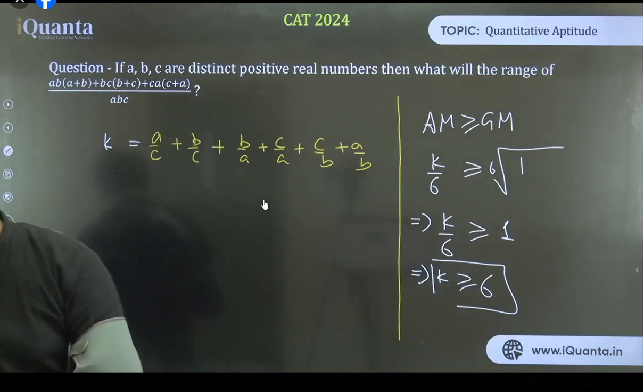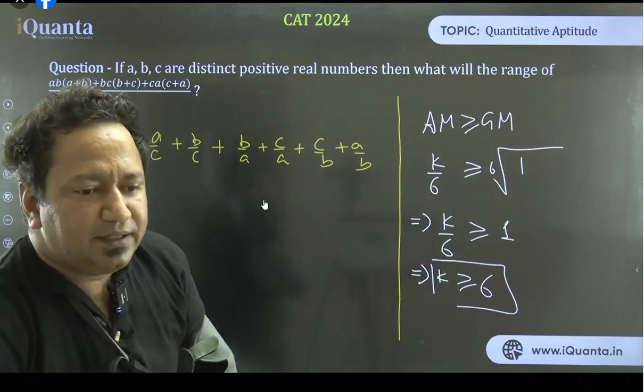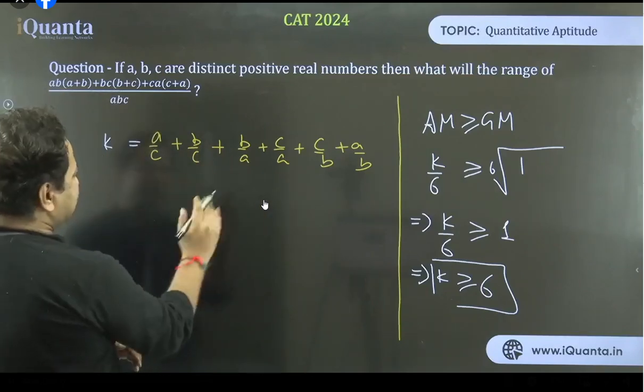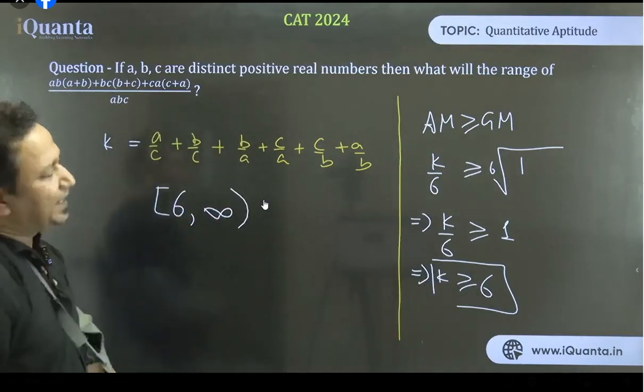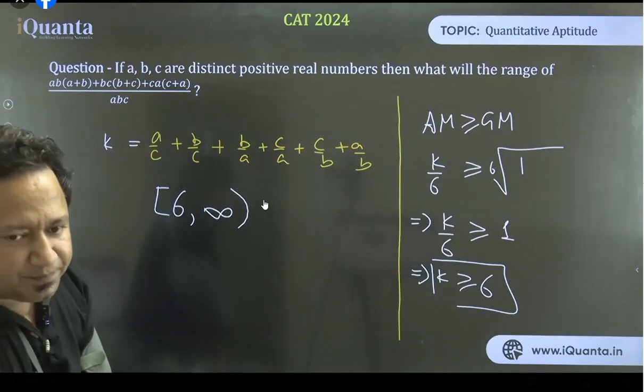Perfect, everyone. Okay, so this value would be at least 6 and at max anything up to infinity, and 6 is included, so we'll use a square bracket there and an open bracket at infinity. Is that cool? All of you got that?